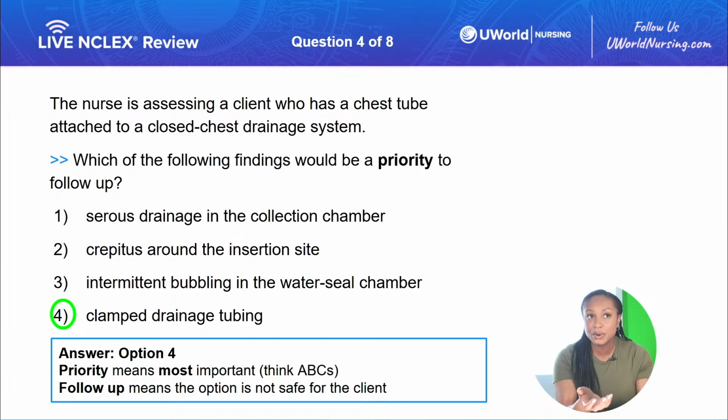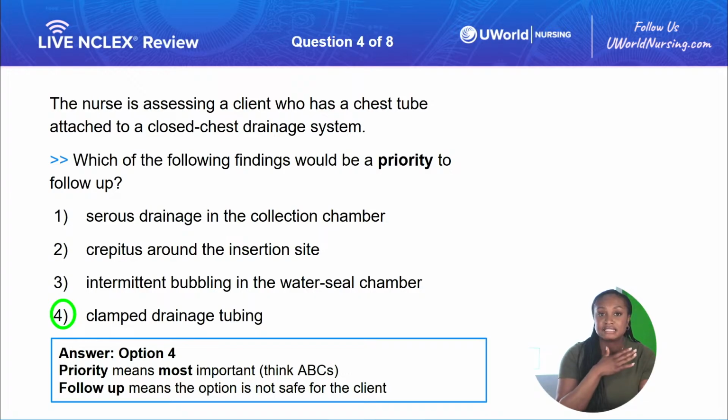So we're going to see serous drainage in the collection chamber if we're using the chest tube for drainage purposes. That is totally fine. Option 2, crepitus around the insertion site. Again, an expected finding because we have a foreign object lodged into our body. So we will feel crepitus around the insertion site. We will start feeling or seeing concern if that crepitus starts spreading.